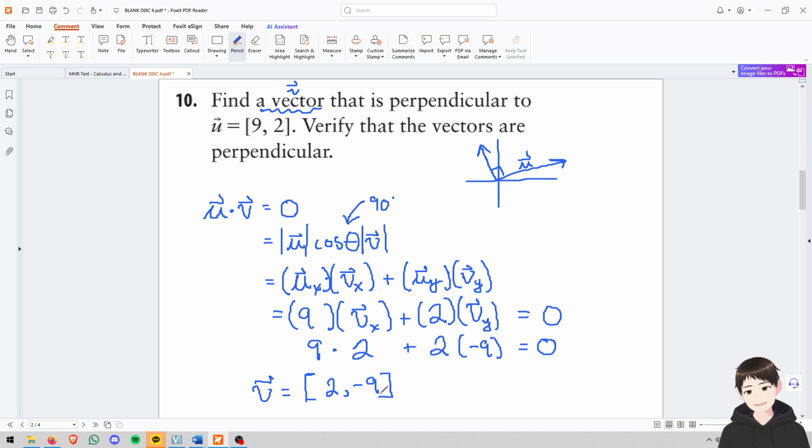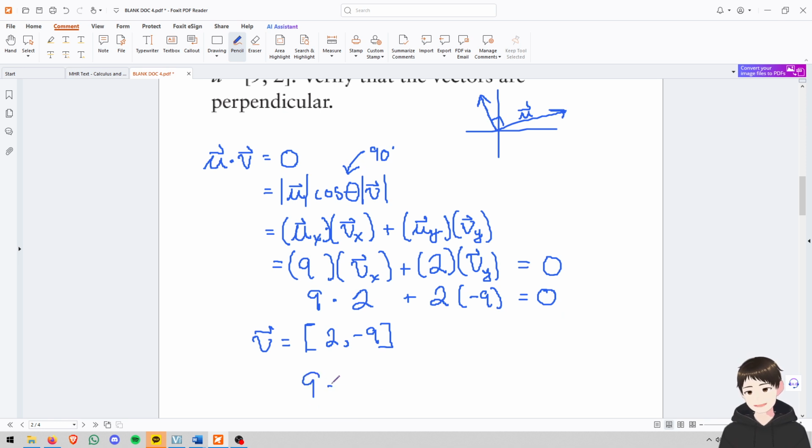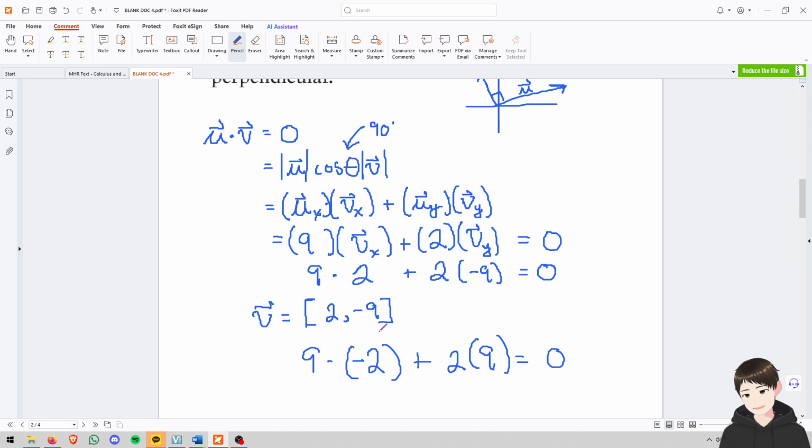Of course not. What if it was 9 times a negative 2? In other words, I created a negative 18. Then this could be a positive 9 to create a positive 18. And so my vector v that is perpendicular could be negative 2 comma 9. And any scalar multiple of these two vectors are also acceptable. But did you have to do that? No, not necessarily.